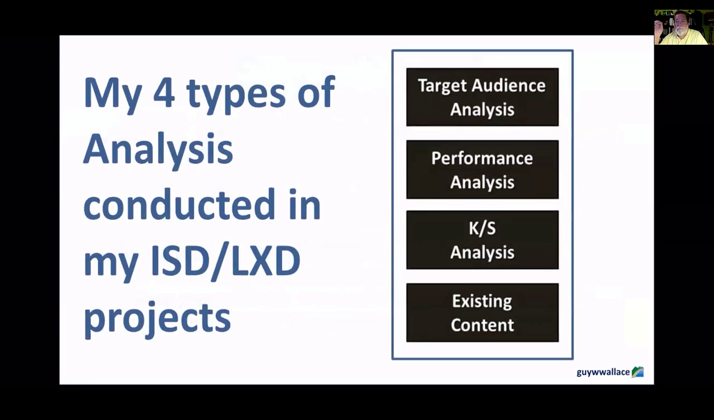Now, I do four types of standard analysis in all of my projects. I look at the target audience. I look at the performance: what are they supposed to be doing? Then we do a knowledge and skill analysis: what do they need to know to be able to do? And then I look at the existing content that they may have. There may be training materials, there may be sales brochures, there may be a whole bunch of other ancillary kinds of content that I can use as part of the learning experience. Because if that's what's available out there in the real world for the job, then I should use that and not try to recreate it, because then that just means there's two things to update when things go out of date.